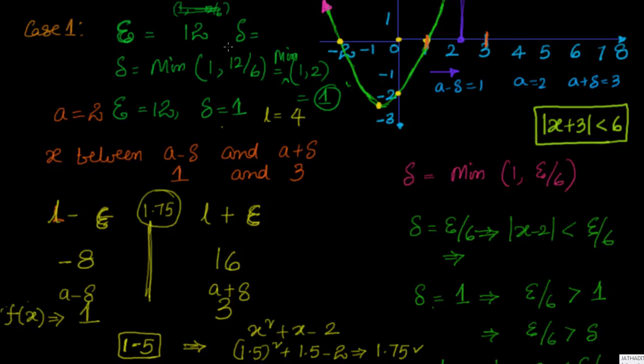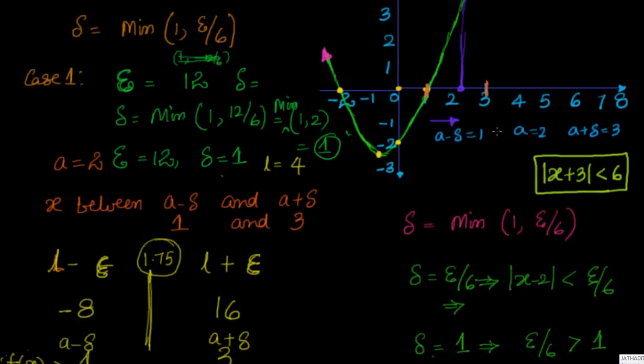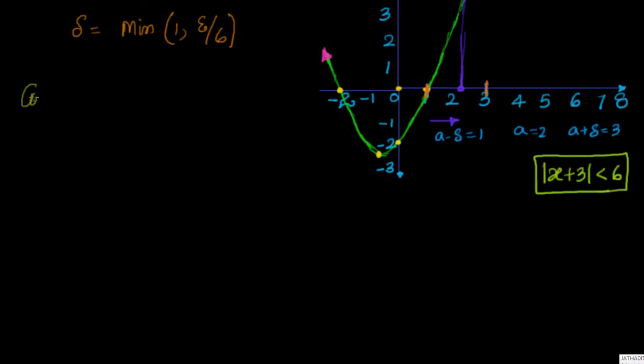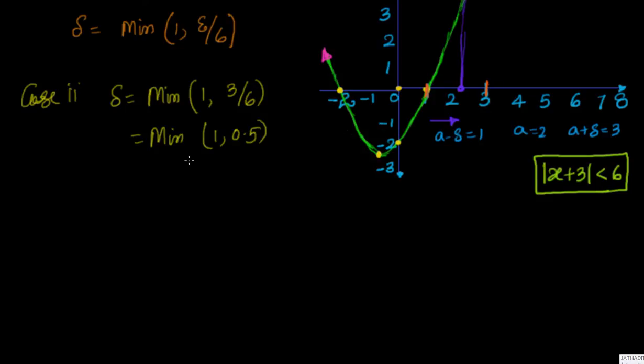Let's take one more example. We will take a case where, instead of delta equal to 1, let us take delta equal to epsilon by 6. That means epsilon by 6 is less than 1, so that I can have delta equal to epsilon by 6. Let's look at case 2 now, where we are saying delta equal to minimum of 1 comma epsilon by 6, with epsilon 3, so 3 by 6. So delta equal to minimum of 1 comma 0.5. So obviously delta will be equal to 0.5.